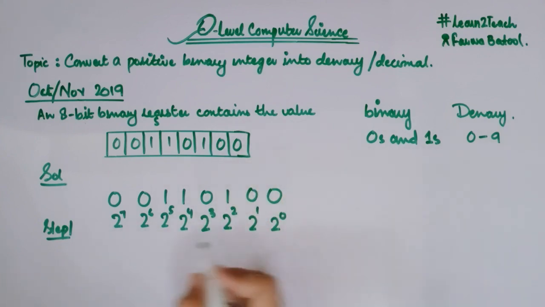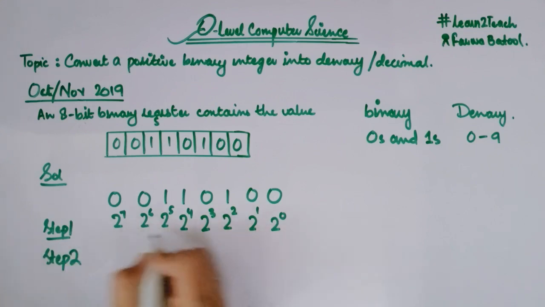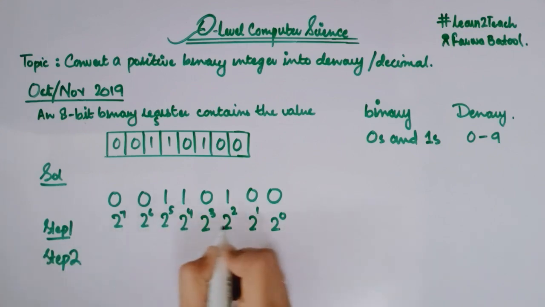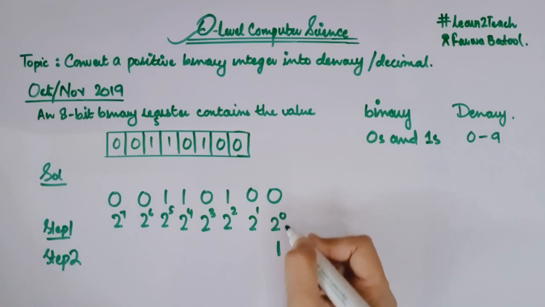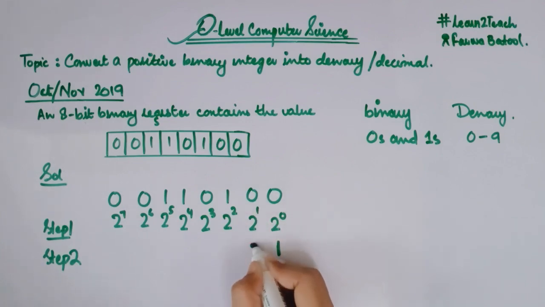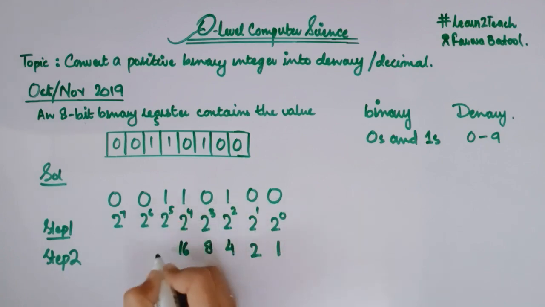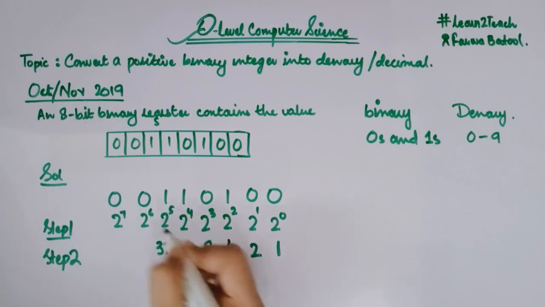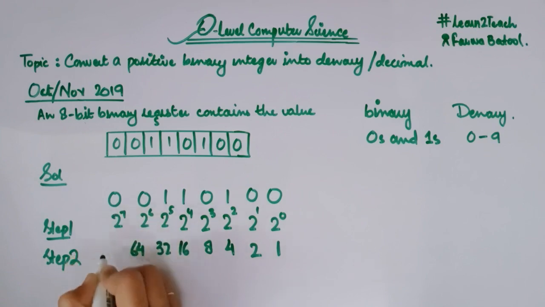Okay, so let me do step number 2. I am going to write the actual values for these powers, right? 2 raised to the power 0 is 1, right? Anything that has power 0 is 1. Then 2 raised to the power 1 is 2. Then we have 4. Similarly, we have 8. For this, we have 16. For this, we have 32. For this, we have 64. And for the last, 2 raised to the power 7, we have 128.